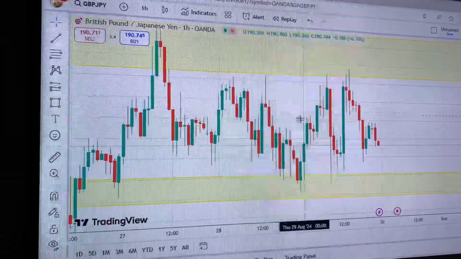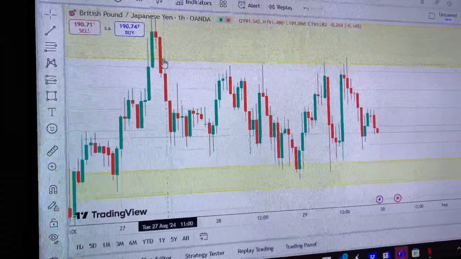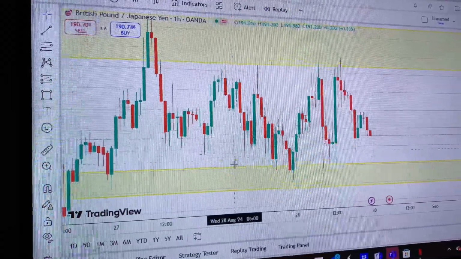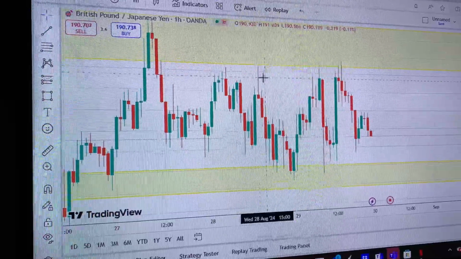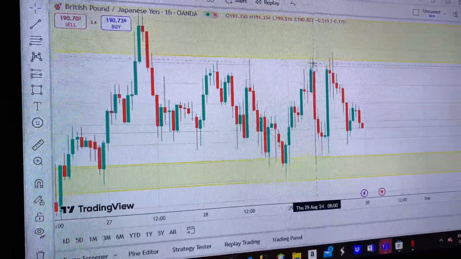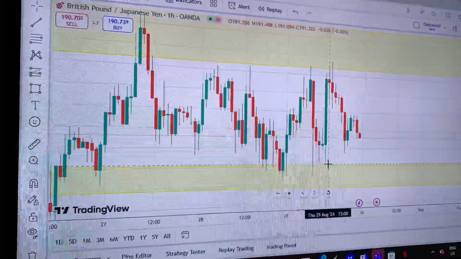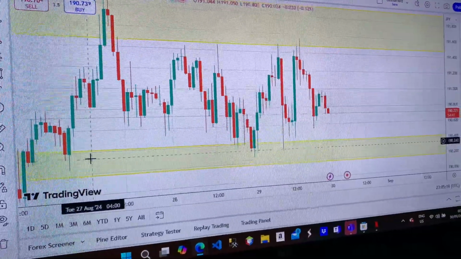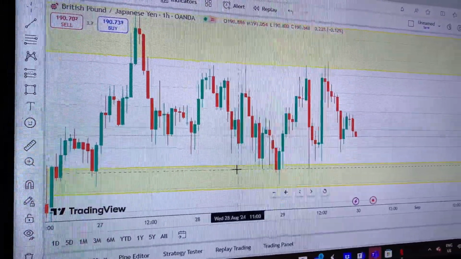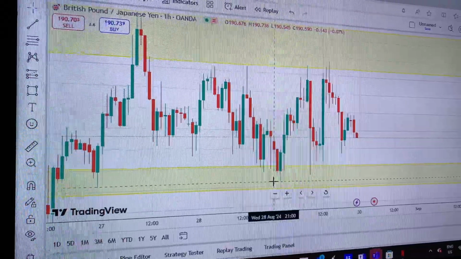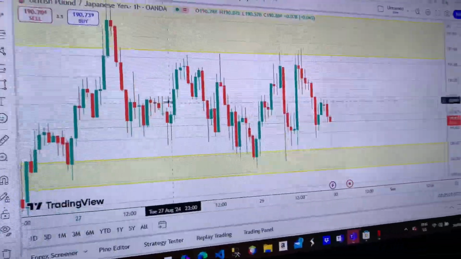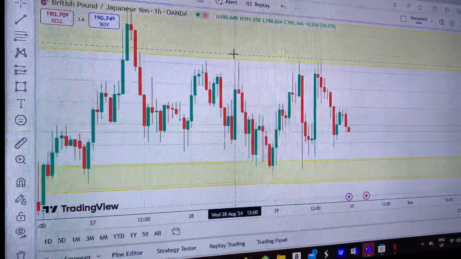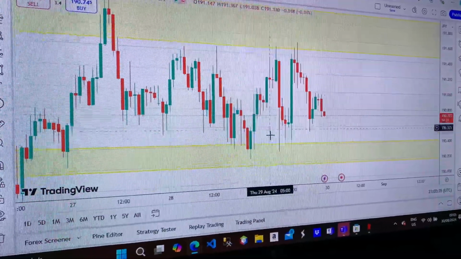Okay, so this yellow area is my supply area, because for all the times price came here, it came down. Price came back here and it also came down. Price came back down and came back up. The downside, where my cursor is, is my demand area, and this is my supply zone. So every time price comes to my demand zone, it goes back to my supply zone, and every time price comes to my supply zone, it comes back to my demand zone.